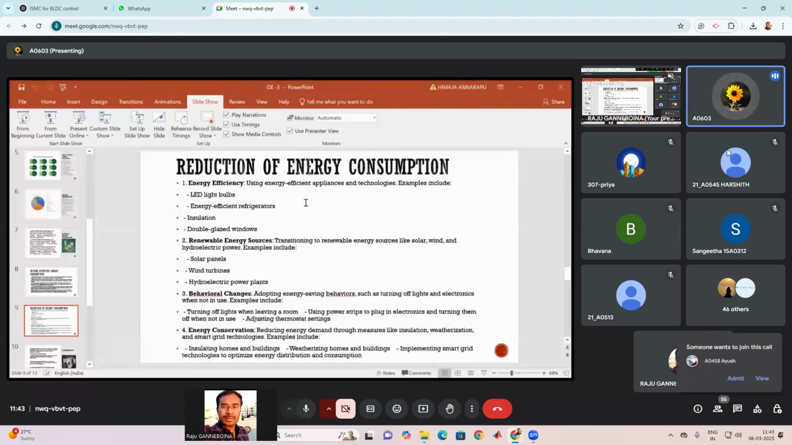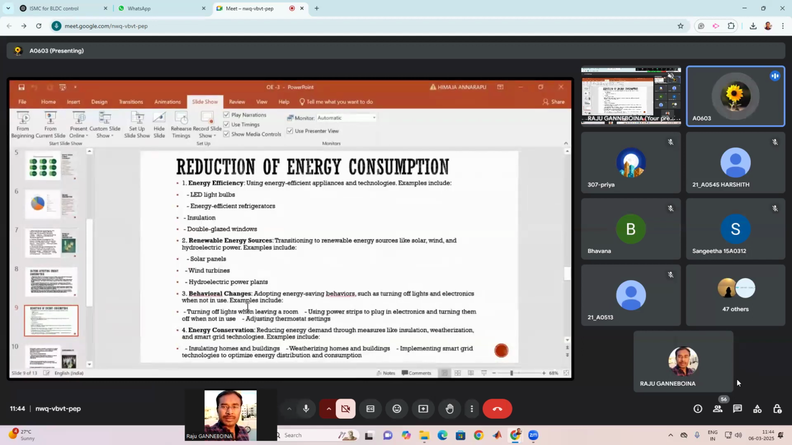Next, using renewable energy sources. Transitioning to renewable energy sources like solar, wind, and hydroelectric power will reduce the energy consumption. We can also install solar panels on the top of our homes so that we could use solar energy meanwhile. And wind turbines can be used. Hydroelectric power plants also can be installed to reduce the normal energy consumption.